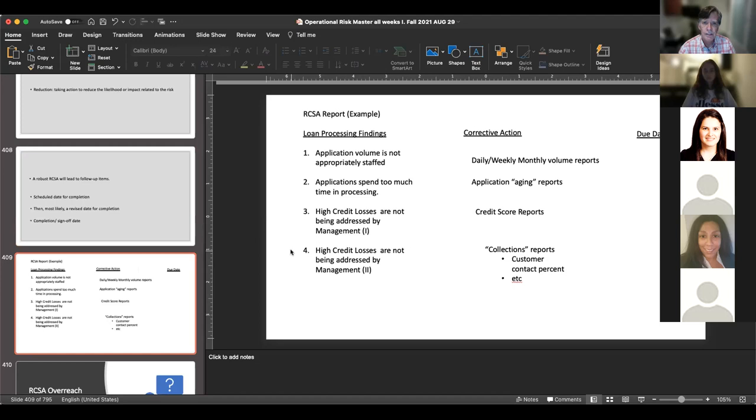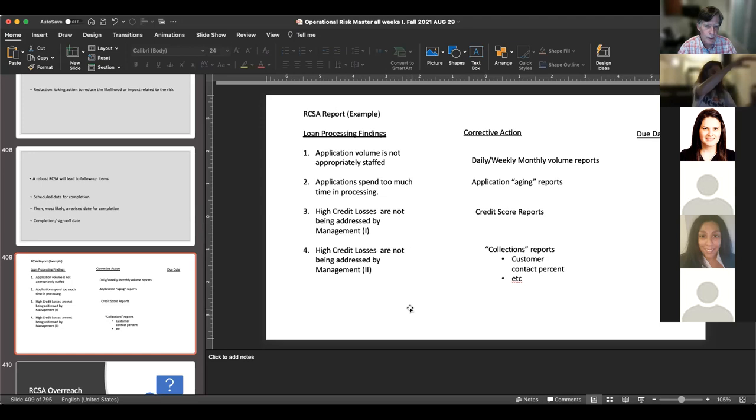Here is an example of an RCSA report that I saw for the mortgage business. The first problem was application volume is not appropriately staffed. So what we did is we came up with daily and weekly and monthly volume reports to see if there was any kind of seasonality or how tied the number of employees we needed was to the volume of the business. And there would be a due date for that when you get that done.